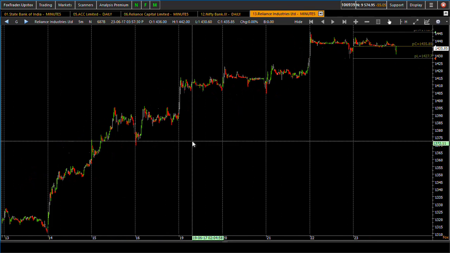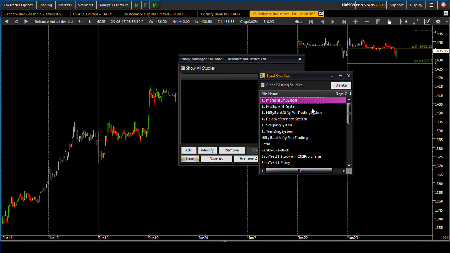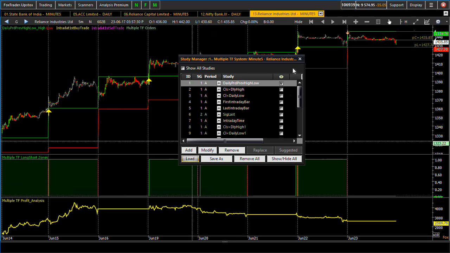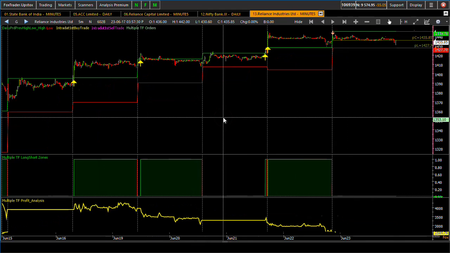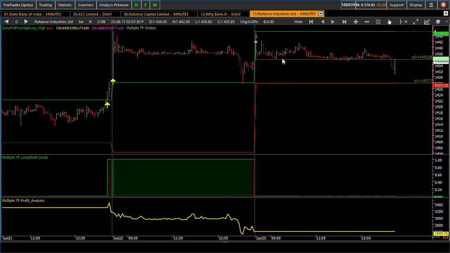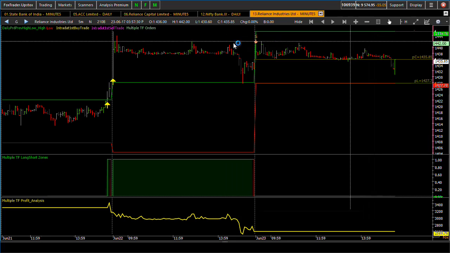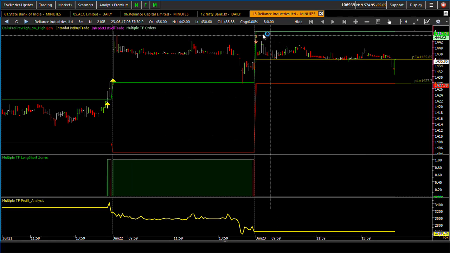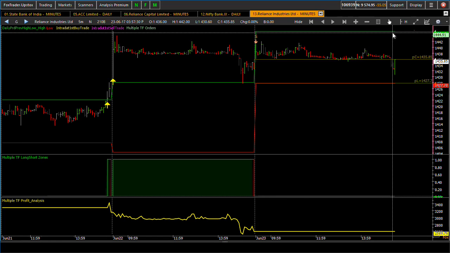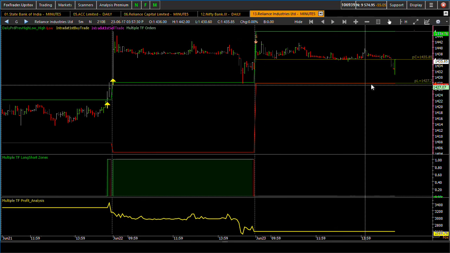So this is a 5 minute chart of Reliance. Now on this, let me plot that strategy which we have made. This is a multiple time frame system. What this means is, on the current day's intraday chart, I will get the previous day's high, which I am getting as a green line in the current day. Similarly, the previous day's low is somewhere over here, which I am getting on the current day out here.